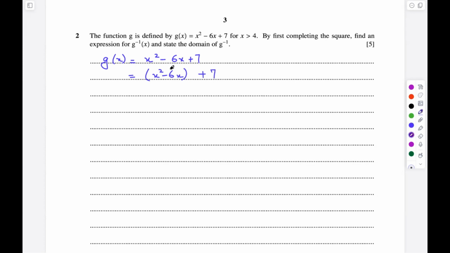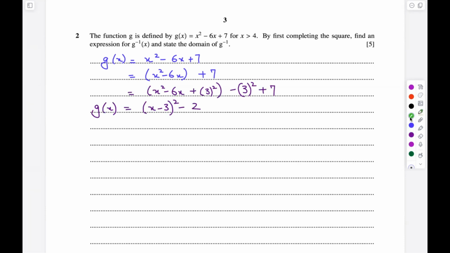Now taking half of b, which is 6 in this case, and the coefficient of x squared is already 1, so we'll add and subtract half of b, squared. Half of b is 3, so we'll add 3 squared over here. And as we added 3 squared, we'll have to subtract the same amount from the expression. So this will become -3 squared + 7. Now x squared - 6x + 3 squared is basically (x - 3) whole squared, and -3 squared + 7, so -9 + 7 is -2. So this is g(x) after completing the square.